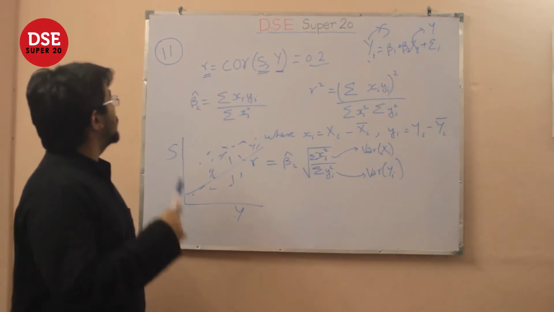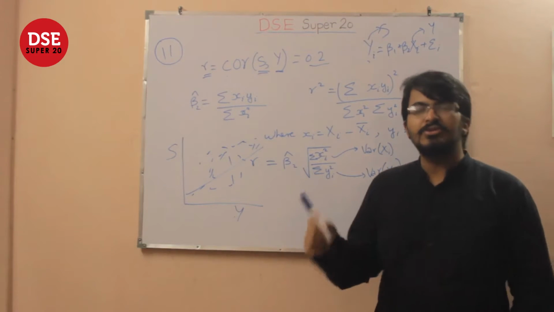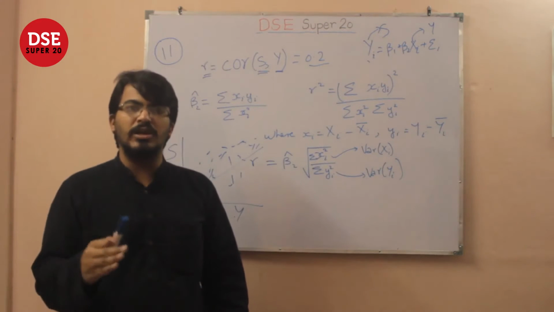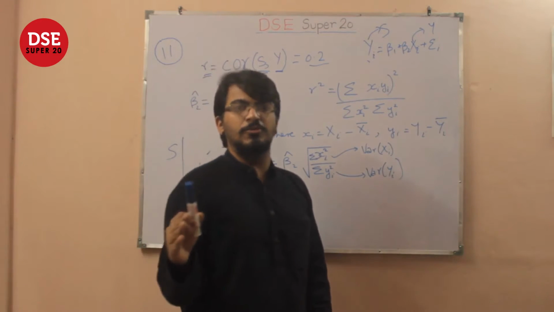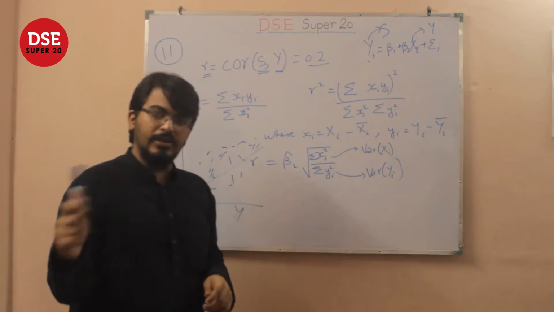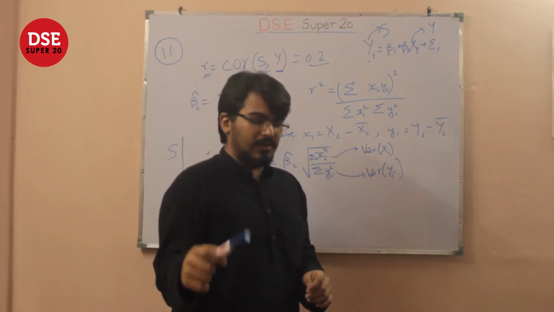Let's come to question number 11. This question is supposed to test your understanding of the difference between a correlation coefficient and a regression coefficient, which is to say between R and beta. Now, before I get into the question, there's something that needs to be noted here.